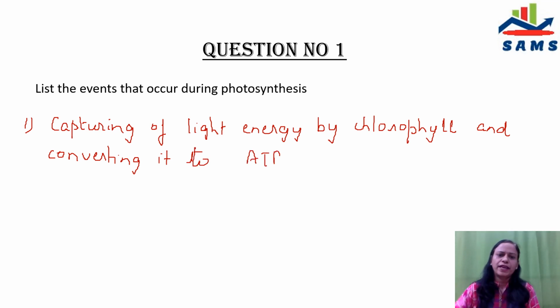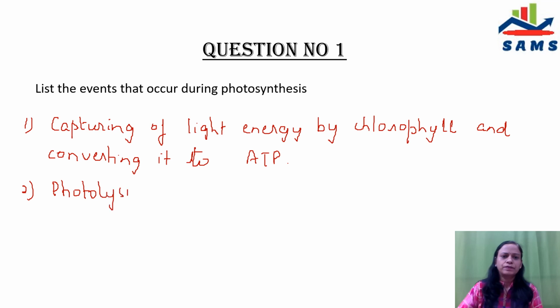What is the full form of ATP? It is adenosine triphosphate. The second step involves photolysis of water. Photo means light and lysis means breakdown. So the water molecules are broken down in the presence of light to form hydrogen and oxygen.